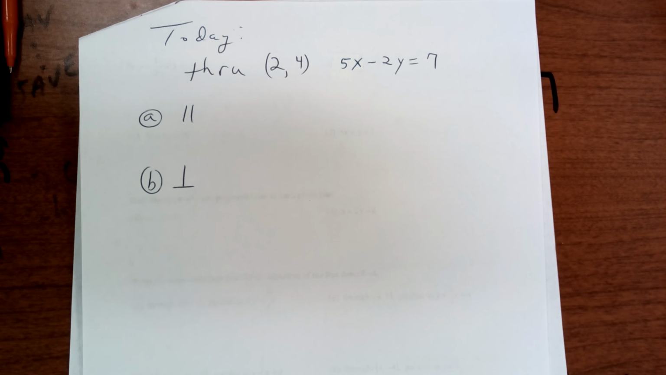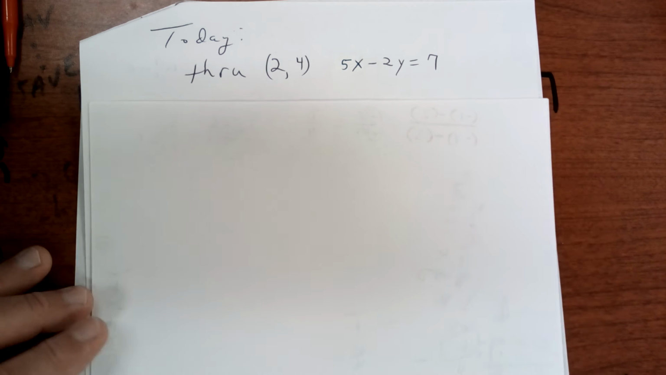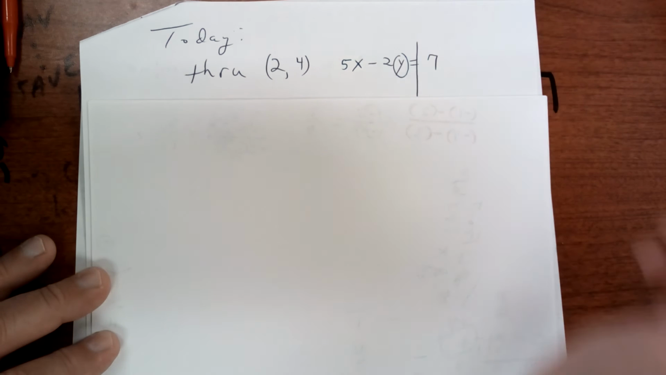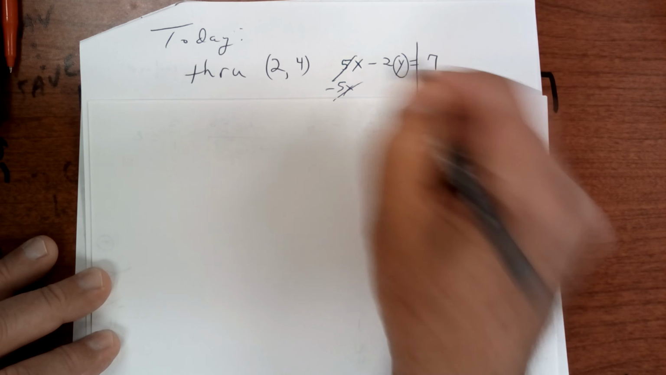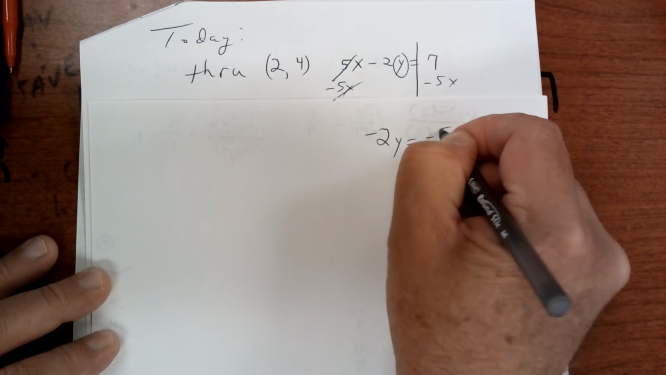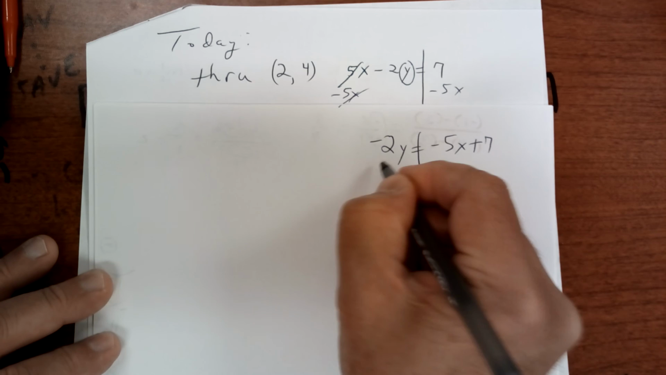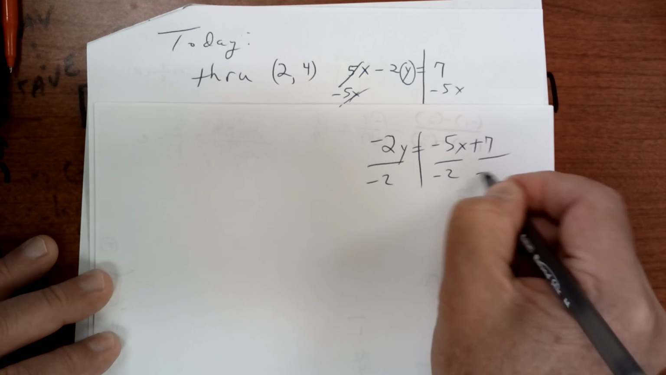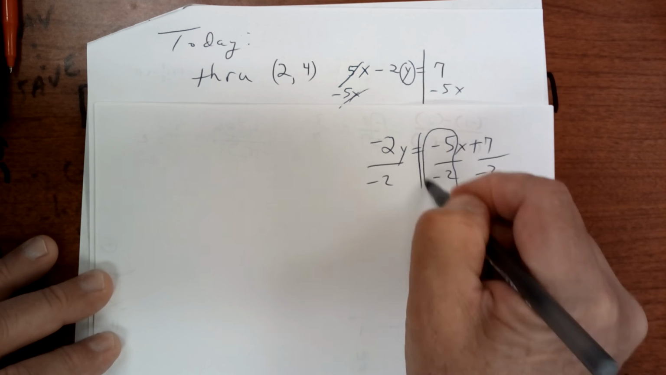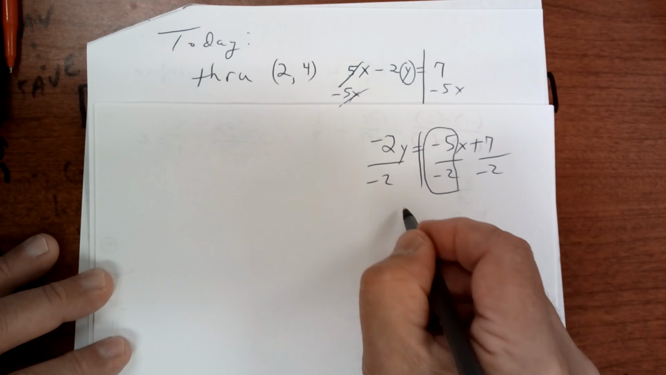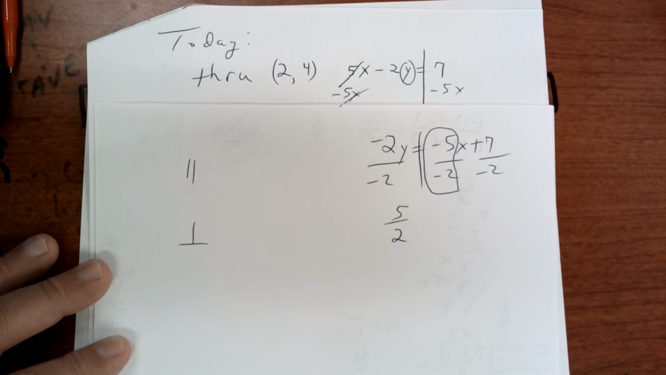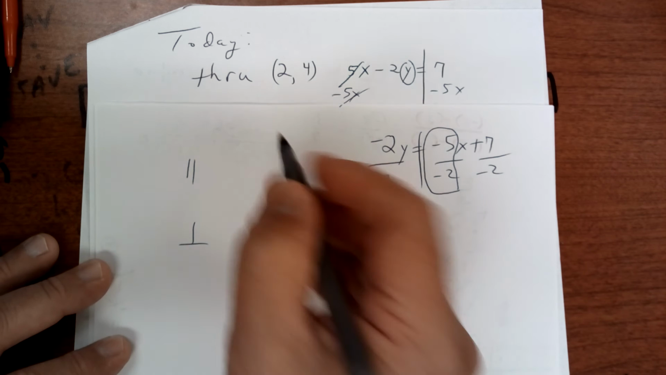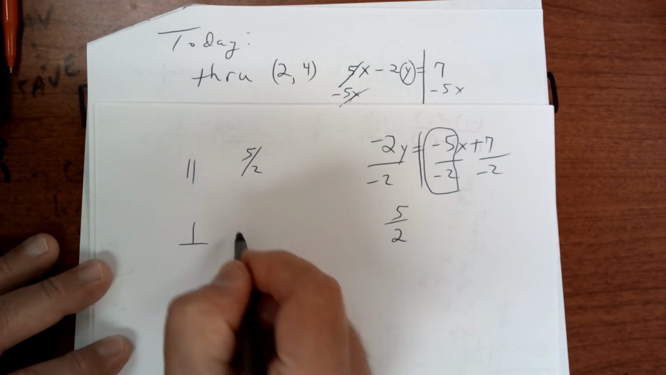All right, so the first thing you have to do is get y by itself. So draw a line, circle the y. I want you to do it right now. Well, you want to subtract 5x from both sides. So you're going to get negative 2y is equal to negative 5x plus 7. And then you're going to divide by negative 2. Now you don't care about anything else. All you care about is this. So the slope, two negatives make a positive 5 over 2. So parallel and perpendicular. What would it be? Parallel would be 5 over 2. And perpendicular would be negative 2 over 5.